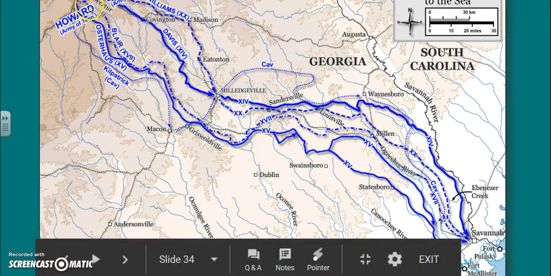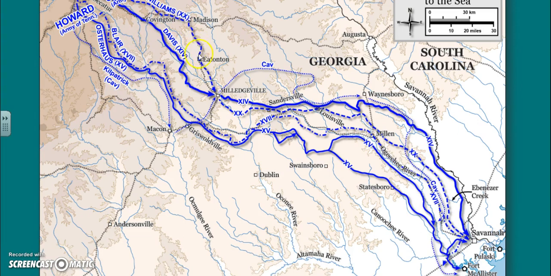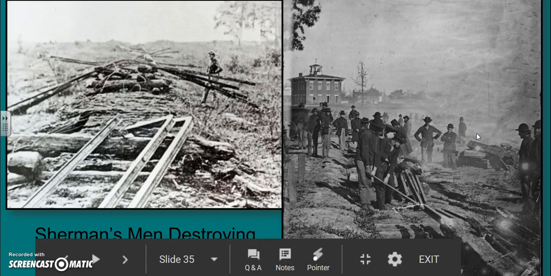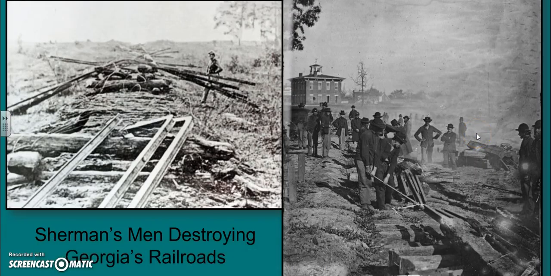All of these towns, from Atlanta to Savannah, most of them were destroyed. Places like Covington, Eatonton, Milledgeville, Sandersville, Louisville, the former capital, Waynesboro, Millen, Statesboro, all the way down to Savannah. Sherman's men would destroy Georgia's railroads, would heat them up and tie them around trees so that they could never be used again.